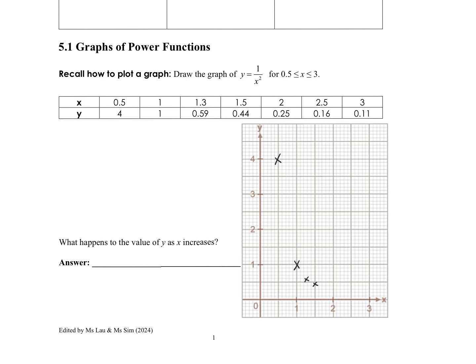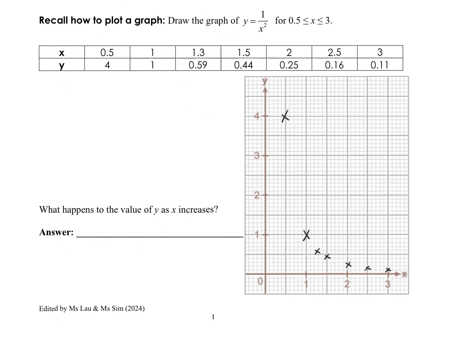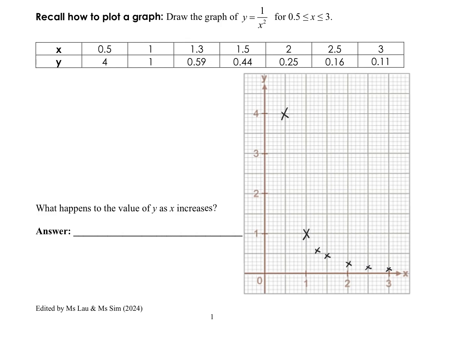2 and 0.25 here. 2.5 and 0.16 somewhere here. 0.1 here. Okay, so go and plot out the points. Estimate where the 0.16 is. So 1.5, box slightly above.